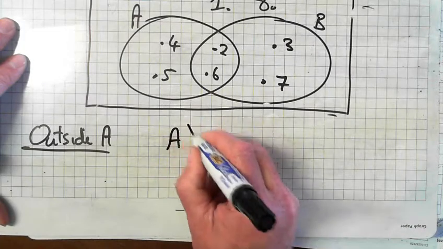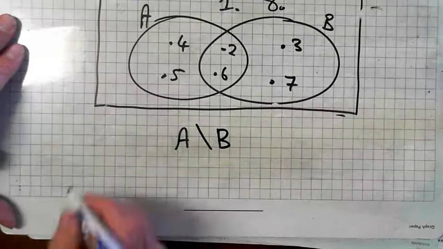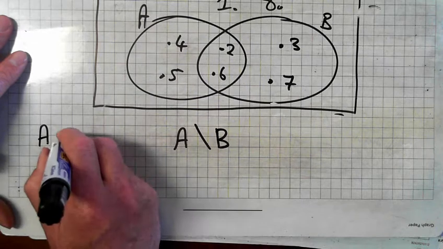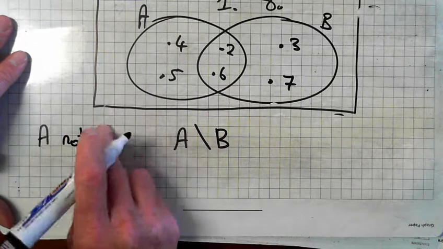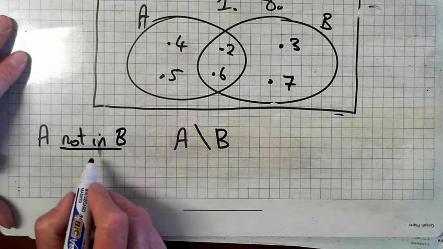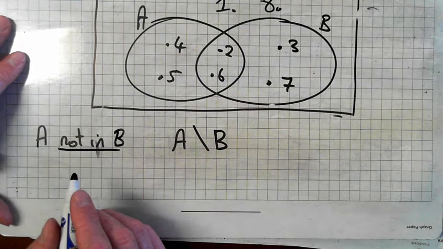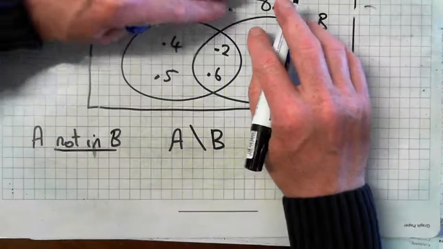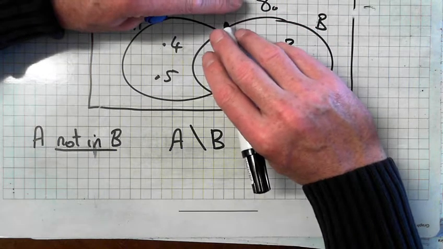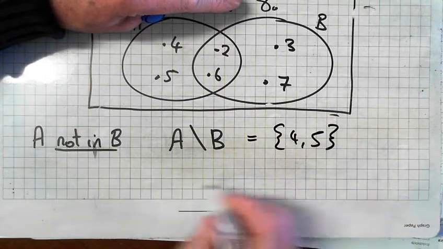Now there's another one. A, what does that mean? What's in A and B? A, I don't want B. A, but not in B. So I want A, but I don't want anything in B. Look up. So we'll look at A first, but I don't want anything that has B in it. What's left? 4 and 5.